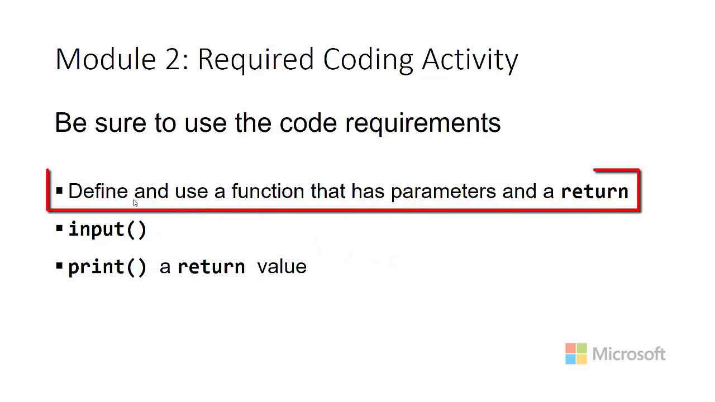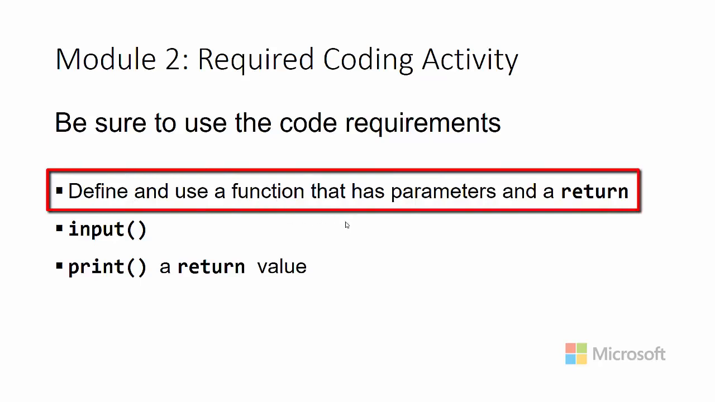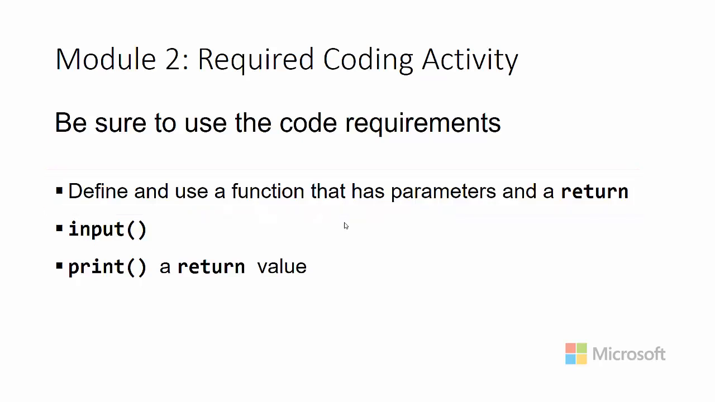So in this one, it says you're going to have to define and use a function that has parameters and a return. So that means we're going to use the def keyword, that our function is going to take two arguments. It's going to be the fish name and the fish price, and that it's going to return a string that has a message about the fish name and price.